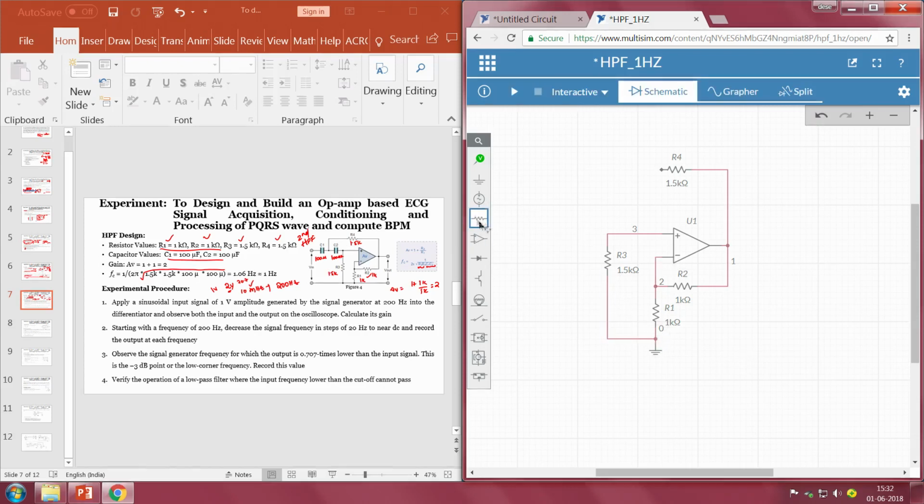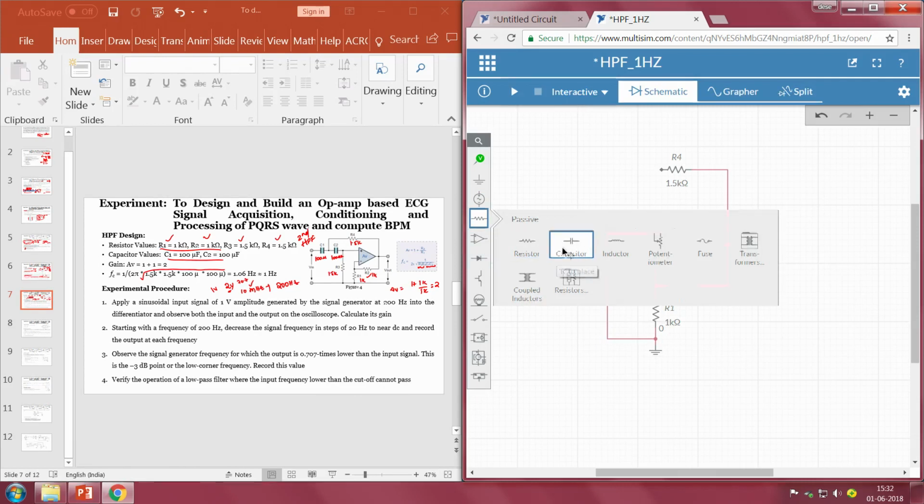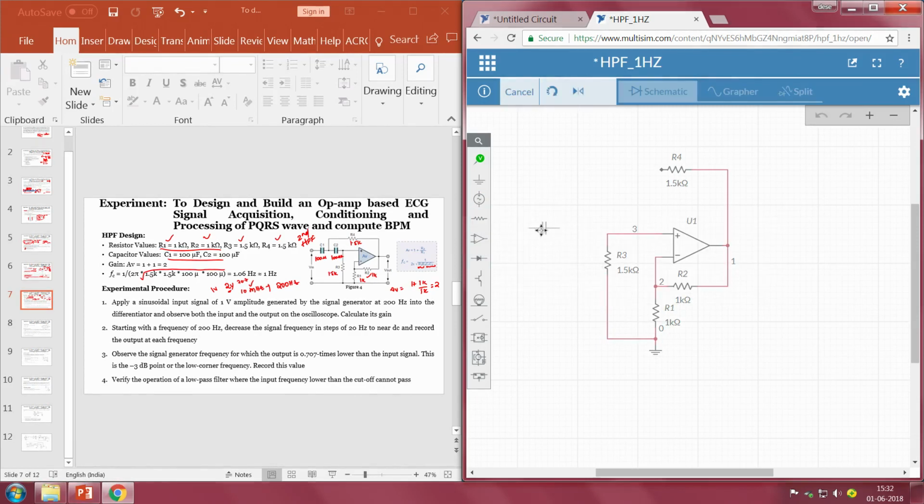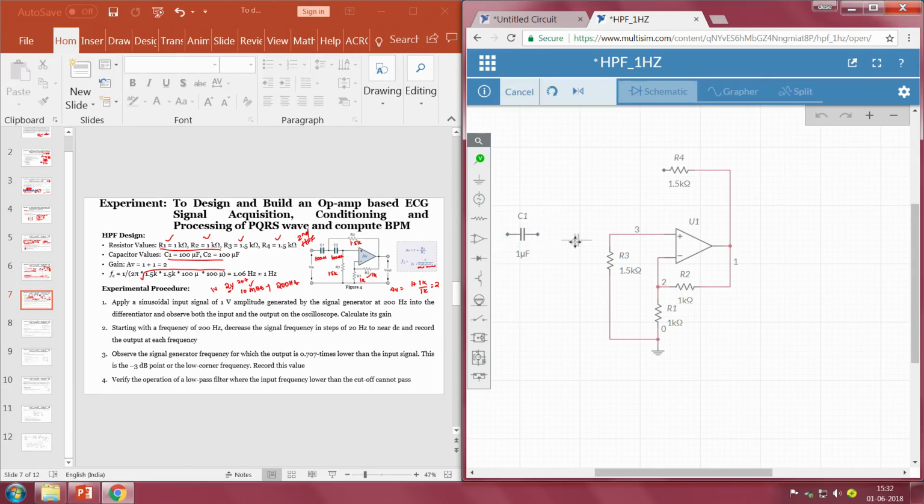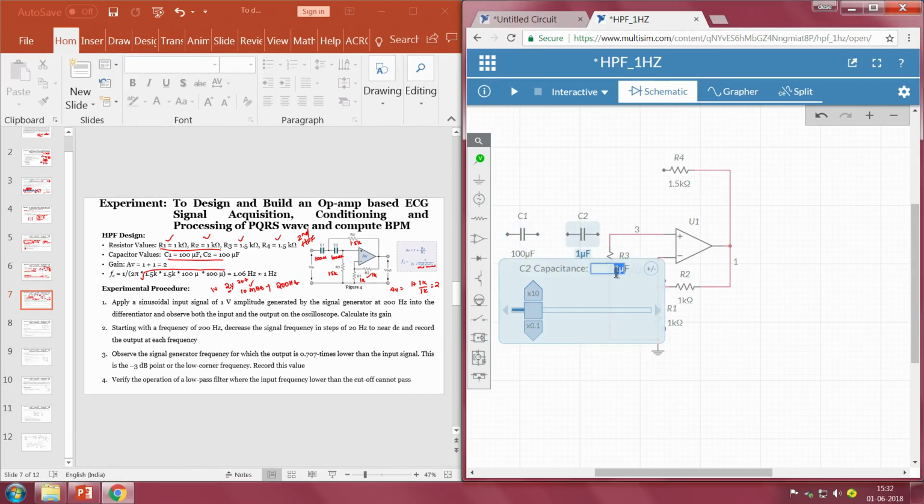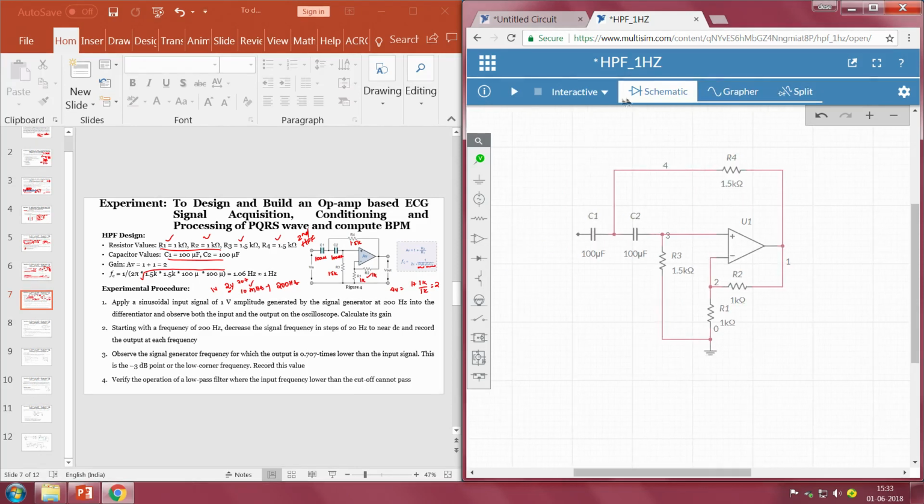Then what else? I have to take capacitance. So, I will go with 2 capacitors, one is C1 and the other one is C2. The value of capacitance that we use is 100 microfarad, and even here 100 microfarad. Now, let me make the connections here. So, this particular point has to be connected here and this point has to be connected here, right. So, with this combination of a circuit we can observe high pass filtering at a cutoff frequency of 1 Hz.